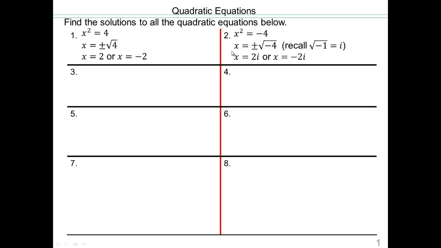Look at the similarity of these two equations. The only difference is here you have real solutions, here you have imaginary solutions. That really is the only difference. All right, try that.